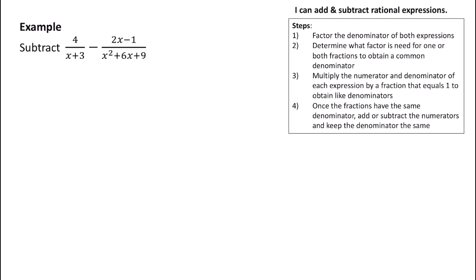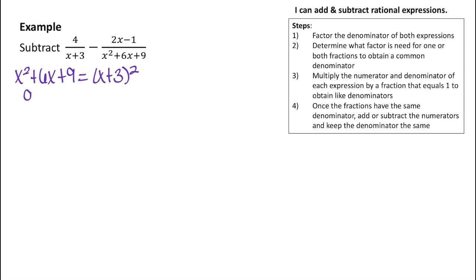So now let's try subtracting these two expressions. So once again, we're going to factor the denominator of both expressions. The first denominator cannot be factored, so we're just going to leave it as is. And then we're going to factor the second denominator. So x squared + 6x + 9, you may recognize that as one of the special patterns. That is (x + 3) squared.